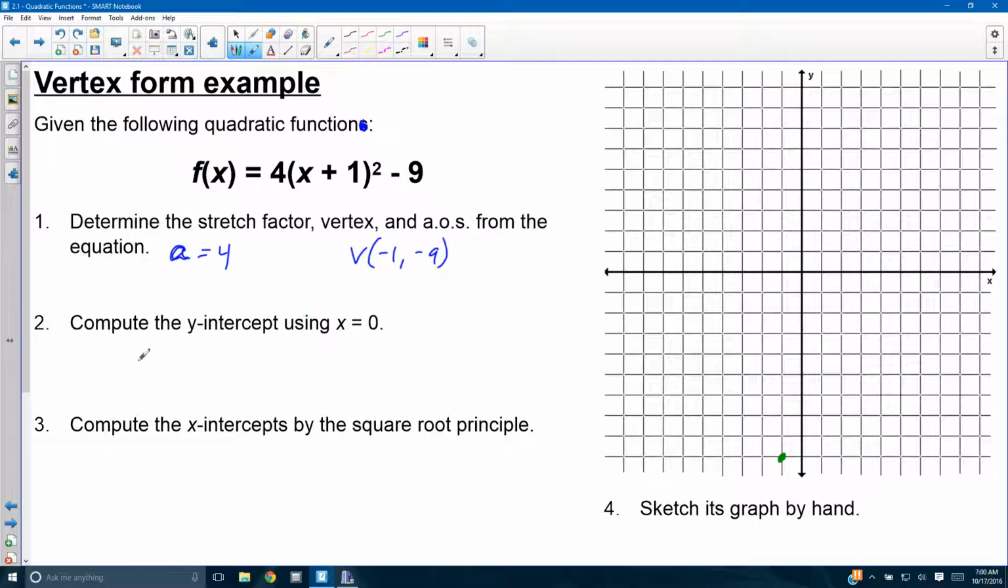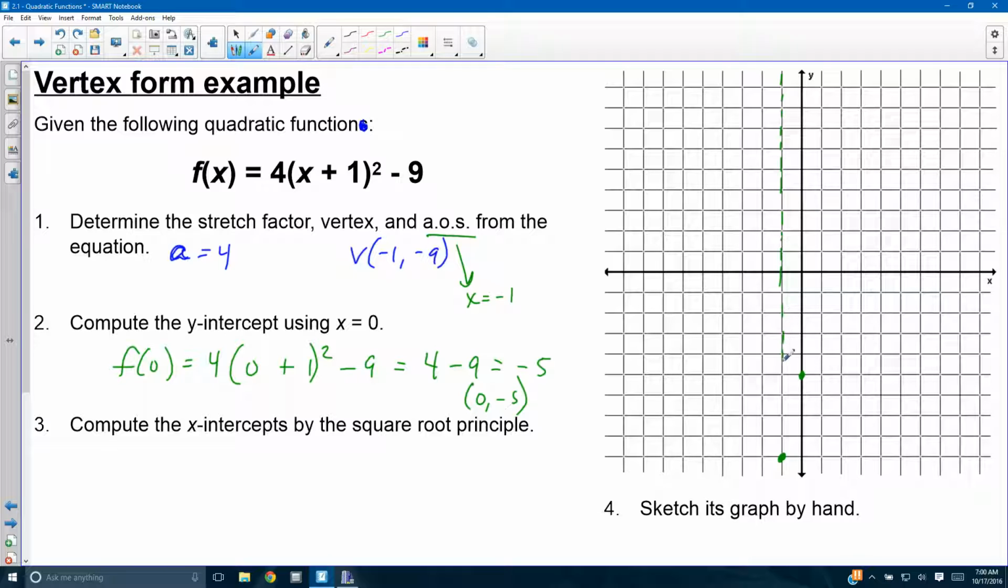Compute the y-intercept using x equals 0. No problem. Please do not distribute this 4 into this quantity until you have added 0 and 1 and squared it. 0 plus 1 is 1. 1 squared is 1. 4 times 1 is 4. Minus 9 gives you -5. So your y-intercept is at 0, -5, which is right there. By the way, I haven't mentioned my axis of symmetry, which of course is at x equals -1, as we can see right here.